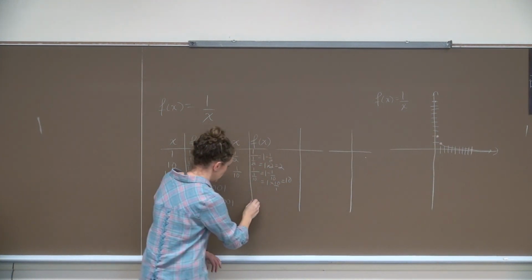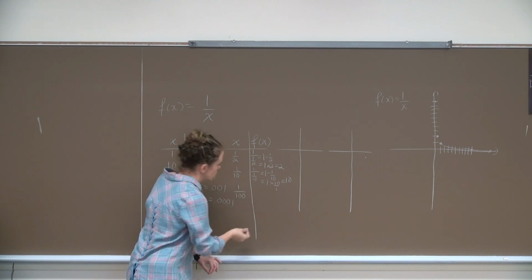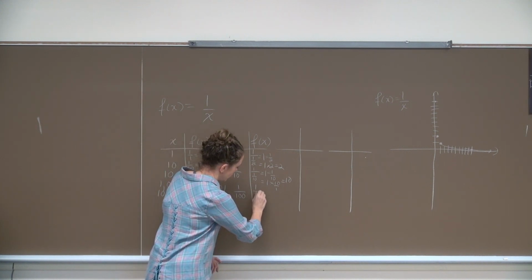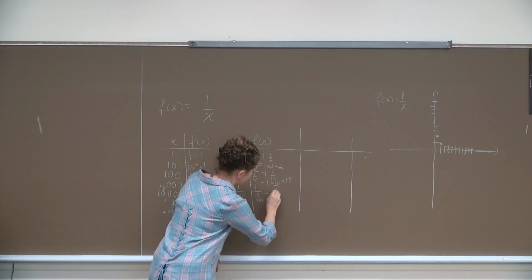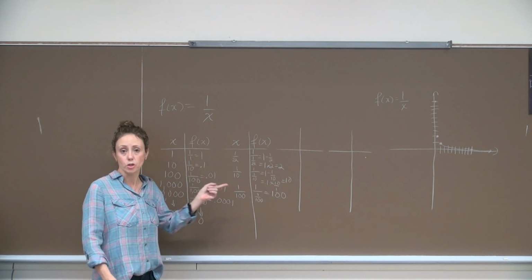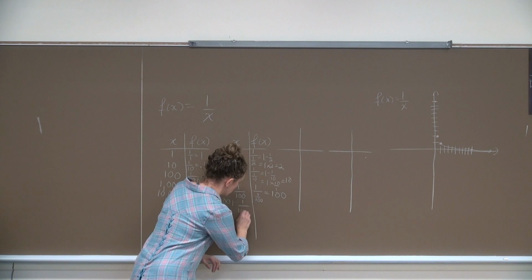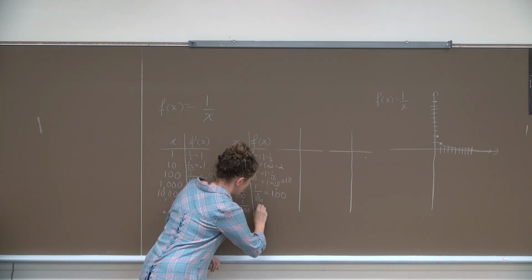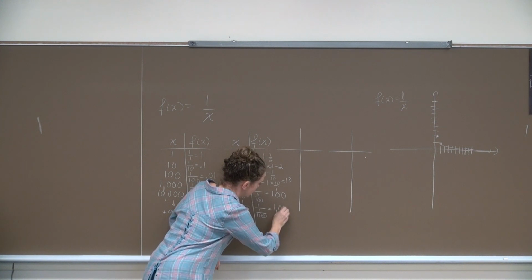Let's see if we can continue with this trend and choose a few other numbers. When x is 1/100, we get 1 divided by 1/100, which is the same thing as 100. So 1/100, comma 100 is another ordered pair on this graph. Let's continue with this trend. When x is 1/1,000, y is 1 divided by 1 over 1,000, which is the same thing as 1,000.